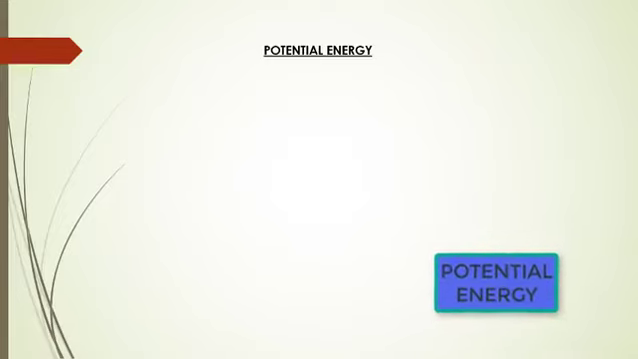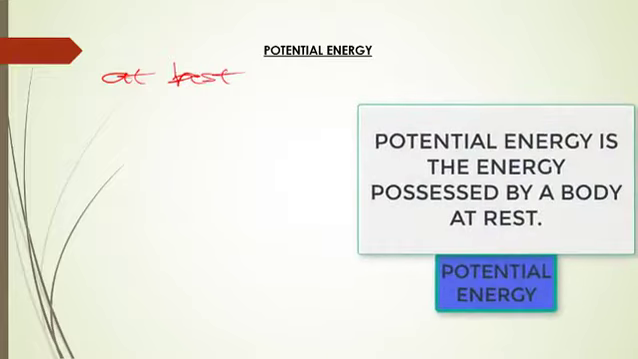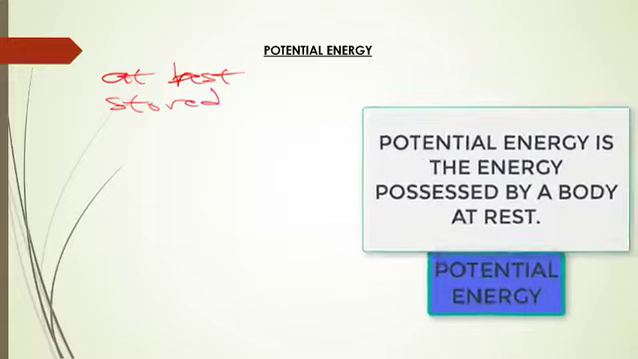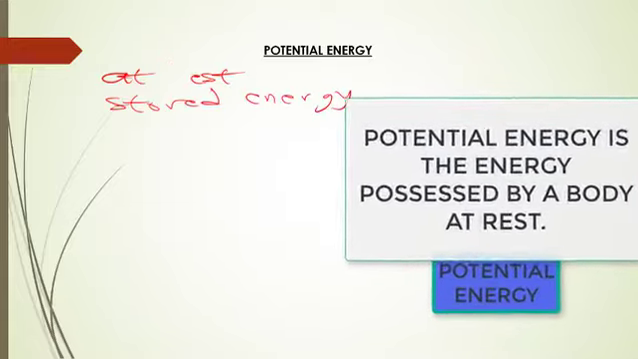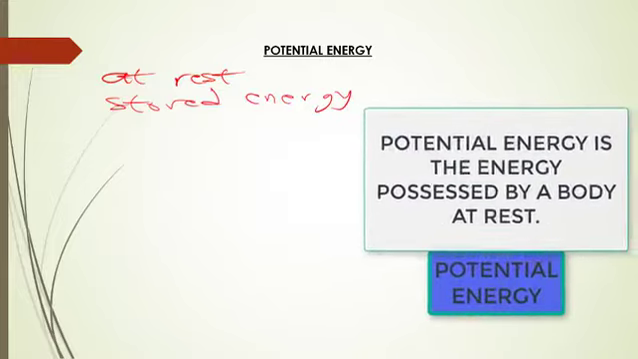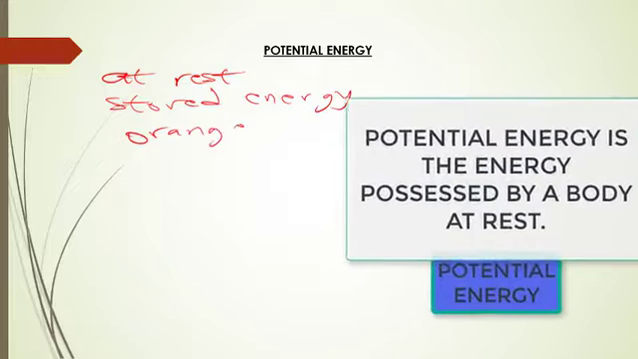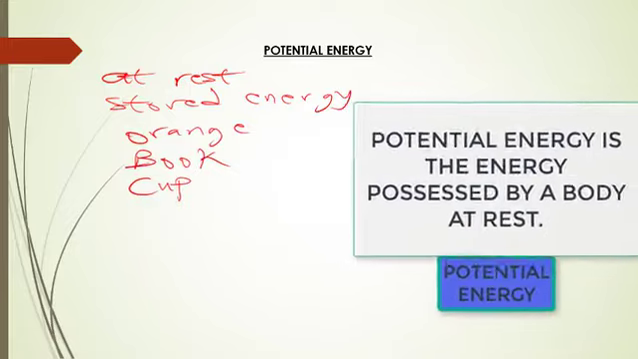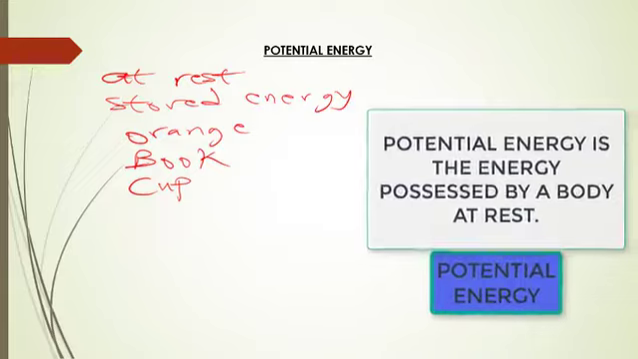Well, potential energy is energy possessed by a body at rest. A body that has stored energy. So, when we talk about potential energy, an example is an orange hanging on a tree, a book resting on a desk, a cup that is resting in the kitchen. These are examples of potential energy.